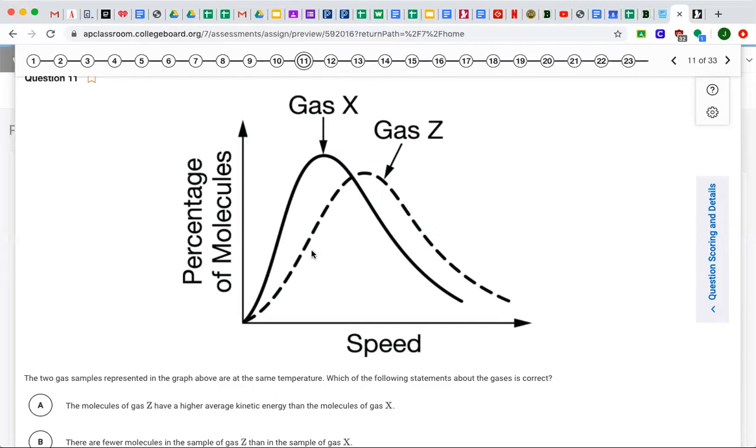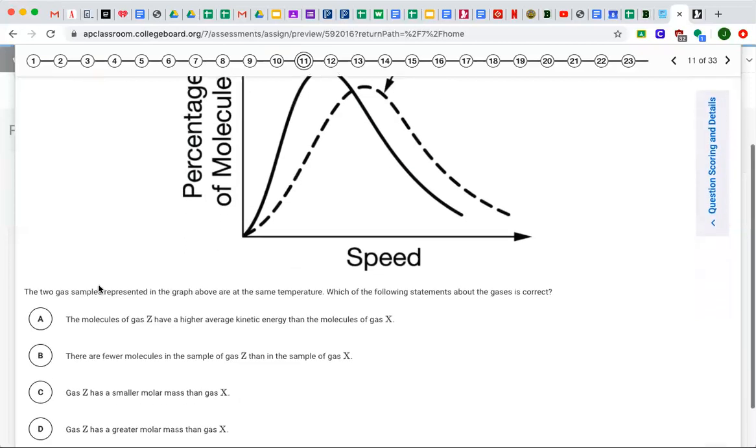Gas particle velocities or speeds don't obey a normal distribution or some sort of constant value. They obey a Boltzmann distribution. It's got some similarity. It's got this peak here, not too different from a normal distribution, but certainly distinct nonetheless. The two gas samples represented in the graph above are at the same temperature. Which of the following statements about the gases is correct?